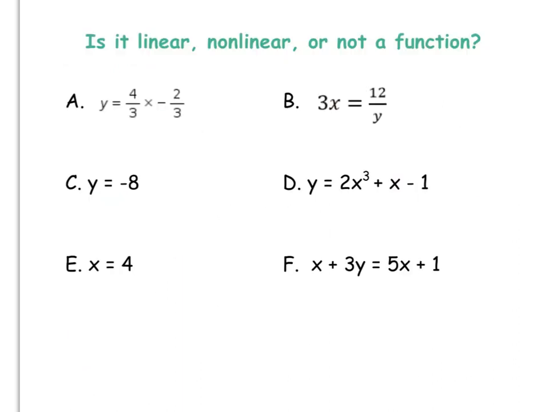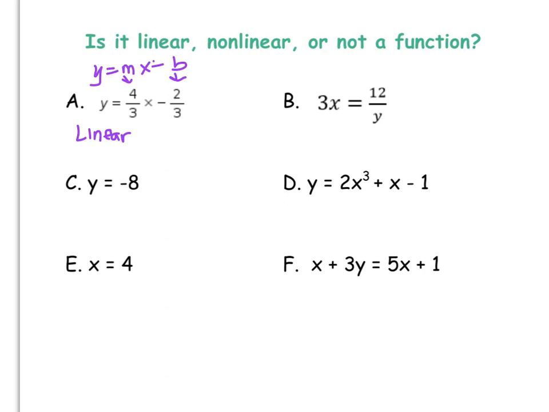Okay, you're going to determine, is the equation linear, nonlinear, or not a function? Think about A, write it down. A is linear. No exponents, no variables in the denominator, x and y aren't multiplied. It's in the form y equals mx plus b. So my slope is 4/3, minus b. My y-intercept is 2/3. It can be a fraction, it can be a decimal.